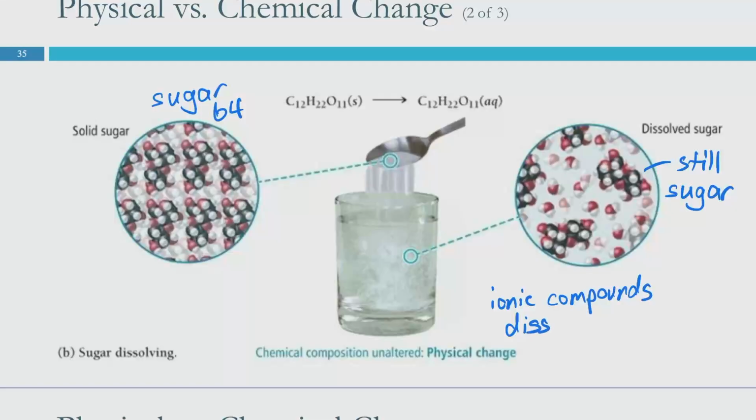So ionic compounds dissolving is actually a chemical change because we've broken up the bond of positive and negative charges.